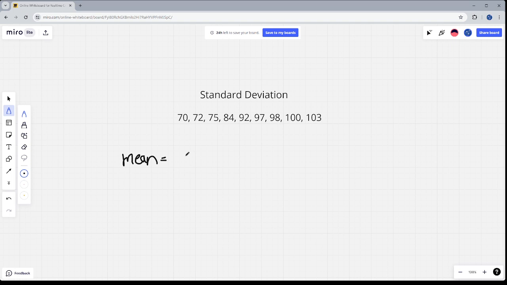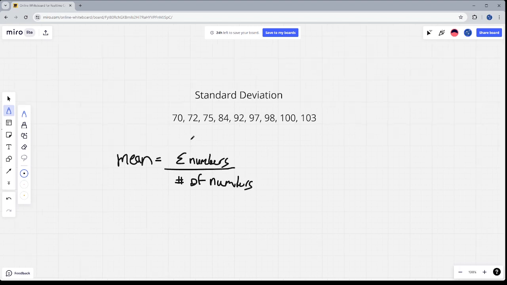The numbers added together and divided. Good. So we're gonna do the sum of numbers divided by the number of numbers. Okay. So what we'll do here is let's sum up 70 plus 72 plus 75 all the way to 103. And let me know what you get.